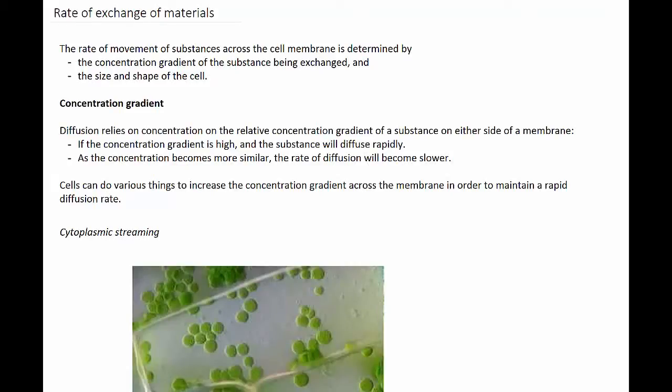The rate of movement of substances across the cell membrane is determined by the concentration gradient of the substance being exchanged and the size and shape of the cell. Rate refers to how rapidly a substance can move across the membrane, whether it's faster or slower.